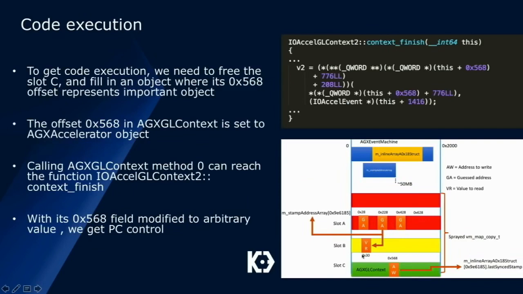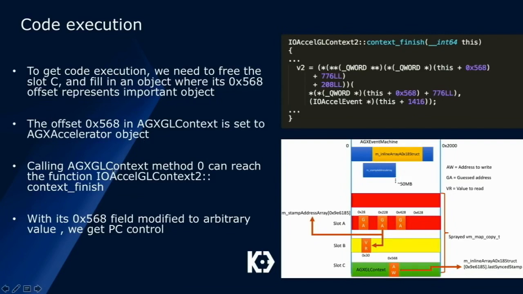And finally, we need the code execution. So to get the code execution, we need to free the slot C and fill it in with an object whose offset 0x568 represents some important object. And we found the AGXGL context is the best choice also, because its offset 0x568 represents the AGX accelerator object.